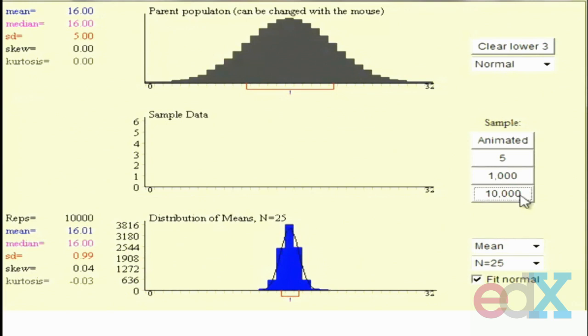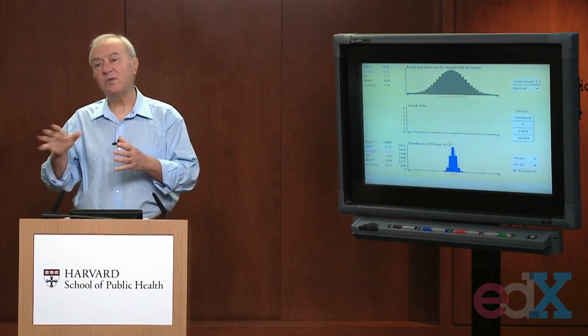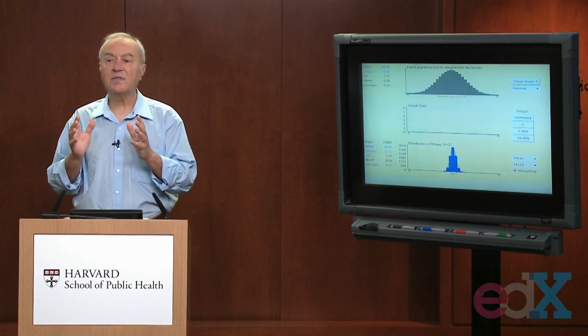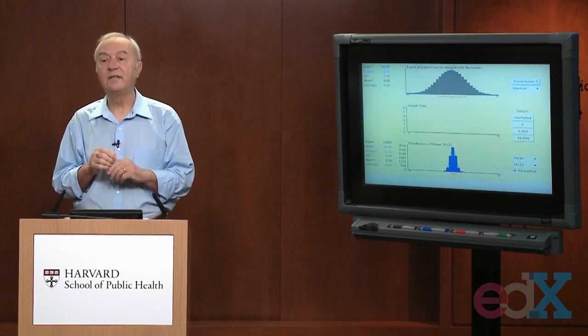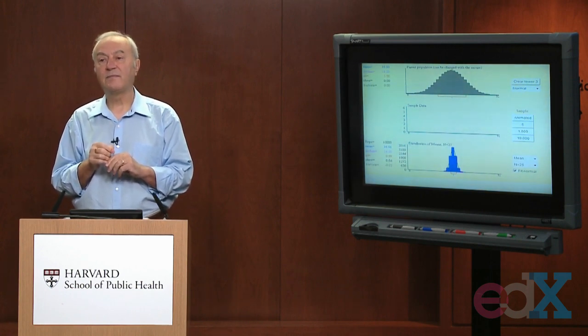That's the magic of this. We always get this normal distribution when we look at the distribution of the sample means, from whatever population we get. If the sample size is big enough, here we took 25, if the sample size is big enough, we're always going to get this normal distribution at the bottom.